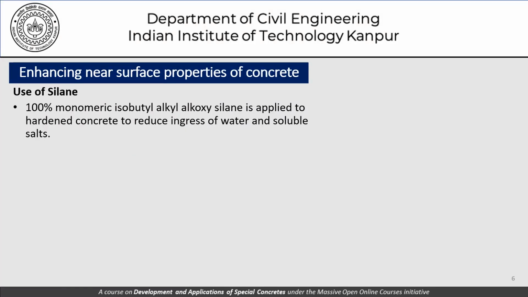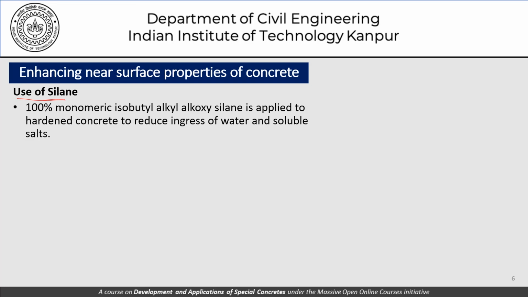One way to address this issue of enhancing the near surface properties of concrete is by use of Silane. 100% monomeric isobutyl alkyl alkoxysilane is applied to the hardened concrete to reduce the ingress of water and soluble salts.